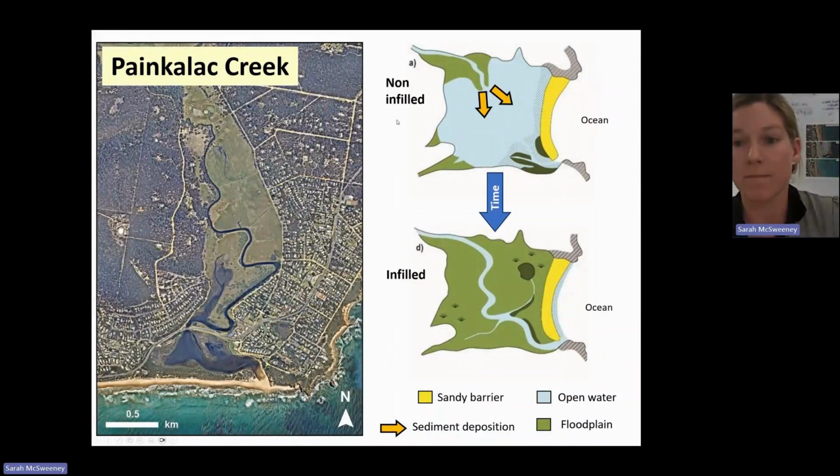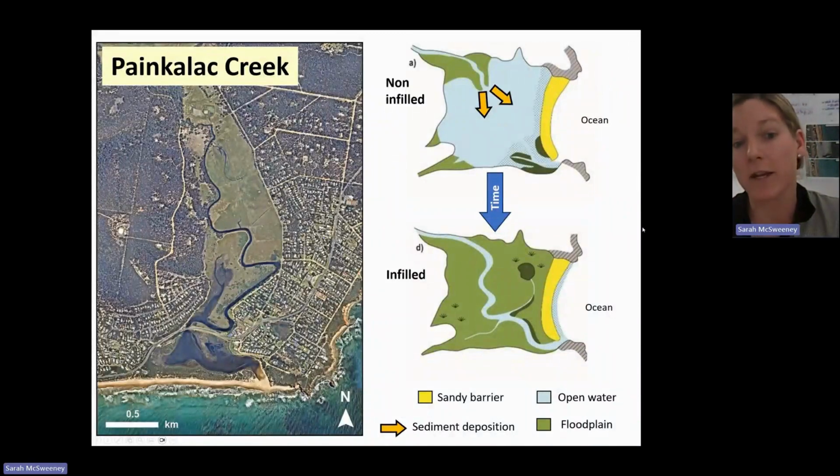So once upon a time, the estuary would have looked like this when sea levels came up at the end of the last ice age. So we've got our river coming in, this big kind of basin which would have been filled with water, and then our barrier at the mouth. And then over time, as the river comes in here, it brings in sediment from the catchment, and that starts to fill in that basin. And over time, it transitions into this kind of narrow channel cutting through our alluvial floodplain.